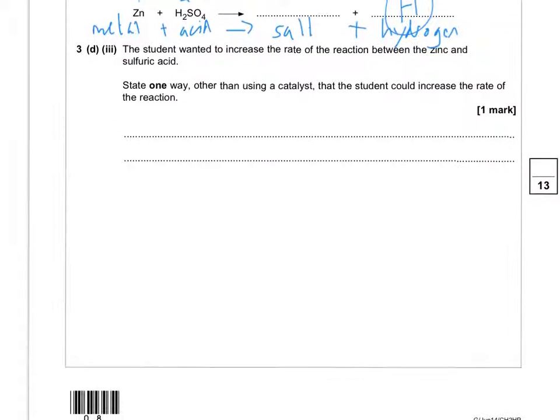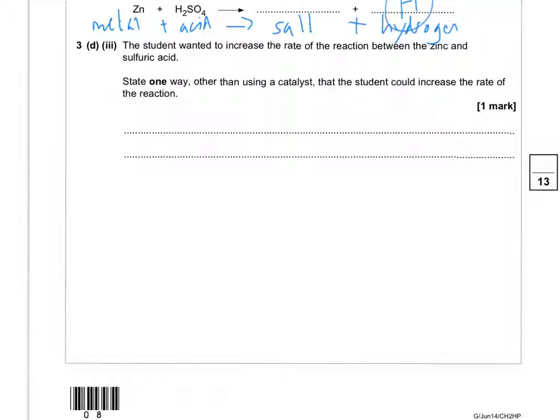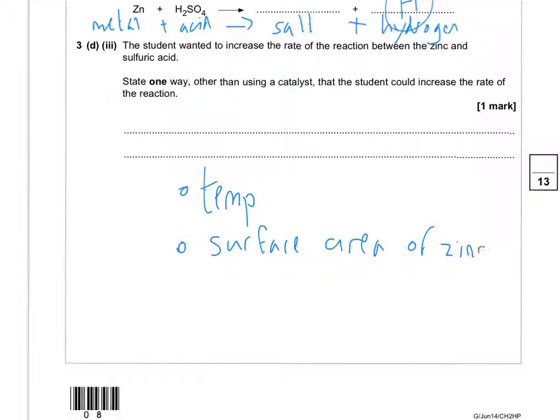The student wants to increase the rate of reaction between the zinc and sulfuric acid. State one other way other than using catalysts that the student could increase the rate of reaction. Well, we've got a number of ways. Pressure's probably not going to work in this case because it's liquids, so we think about maybe temperature. We're thinking about maybe the surface area of the zinc. And those should be pretty straightforward to get.